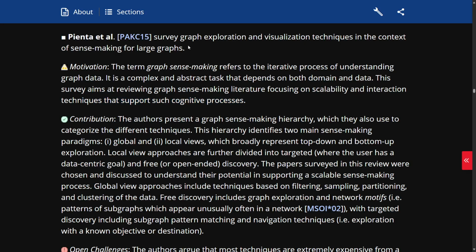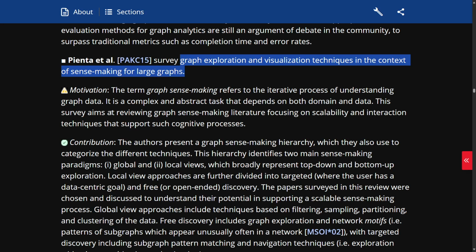Contribution: the authors present a graph sense-making hierarchy, which they also use to categorize the different techniques. This hierarchy identifies two main sense-making paradigms, I, global, and II, local views, which broadly represent top-down and bottom-up exploration. Local view approaches are further divided into targeted, where the user has a data-centric goal, and free, or open-ended, discovery.